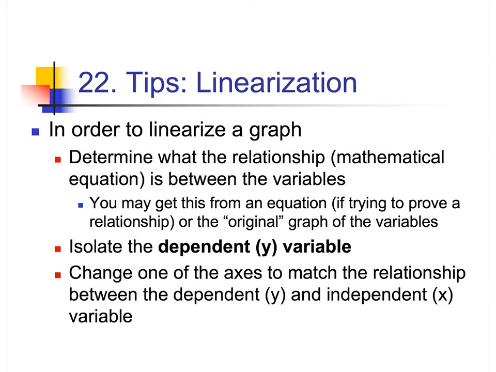The second is to isolate the dependent or y variable. So we want to get y all by itself on one side. That's going to help us figure out what we need to graph on the x-axis to make it linear. And then we're going to change one of the axes to match that relationship. I typically tend to just change the x, although it's not incorrect to also change the y-axis in some circumstances. But my first thought is usually to try and change the x.